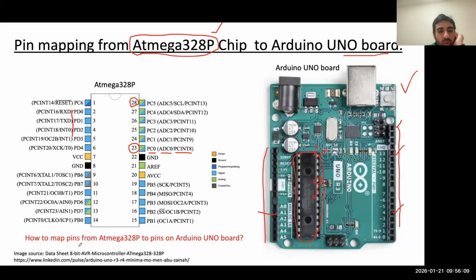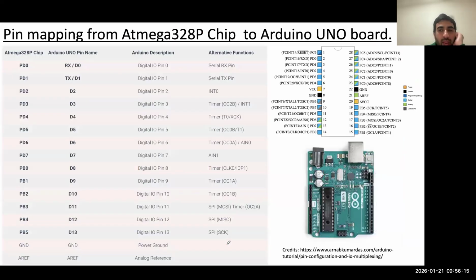So now let's get back to the question of how we map the pins from the ATmega328P to the Arduino Uno board. For that, you can always refer to this table. The first column gives you the name of the pin on the ATmega328P chip. The second column gives the name of the pin on the Arduino board to which the ATmega328P pin is mapped or connected.